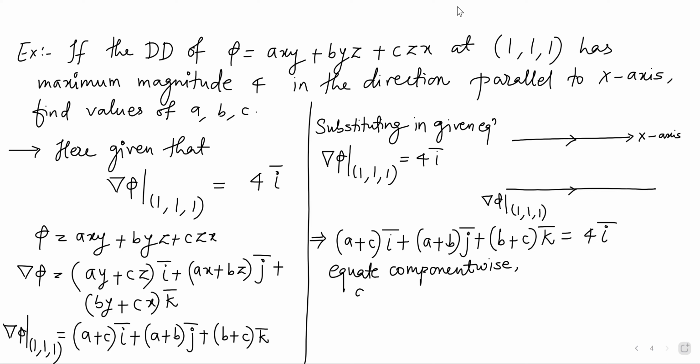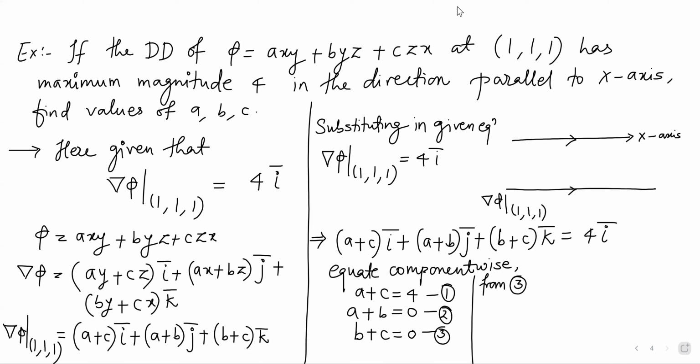So what do we get? A plus c is equal to 4. Second is a plus b is equal to 0 and b plus c is equal to 0. So I have these three equations in three unknowns. We just take from equation 3, put b equal to minus c. So we get the second equation in equation 2. So what is equation number 2? It is a minus c equal to 0. Correct? I'll call this 4.